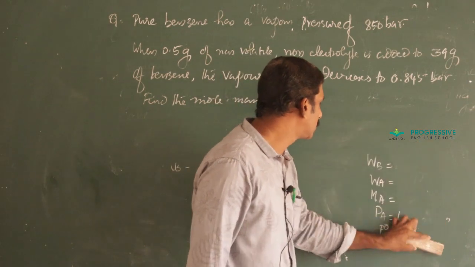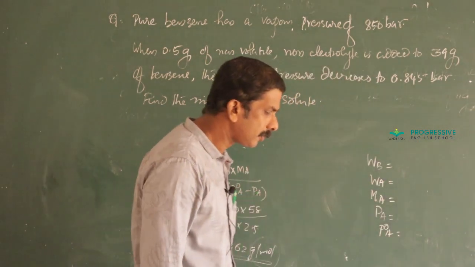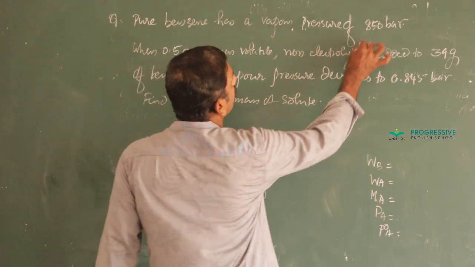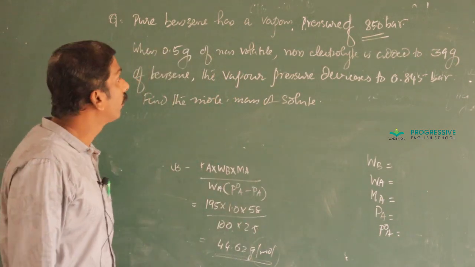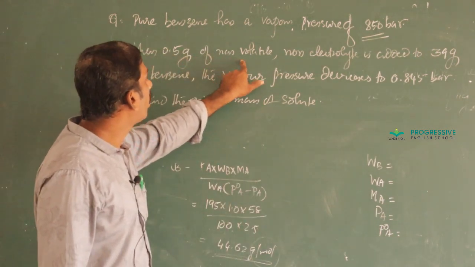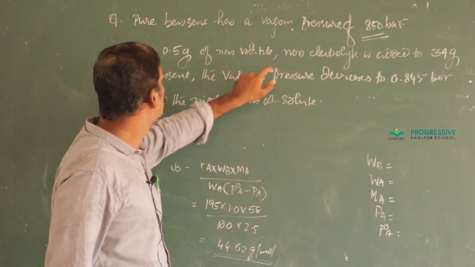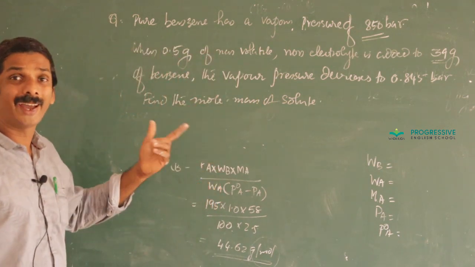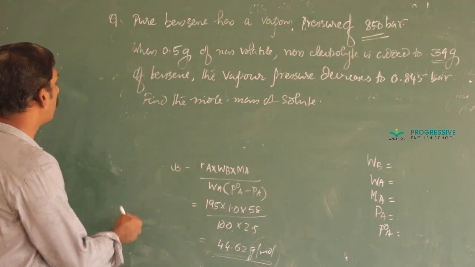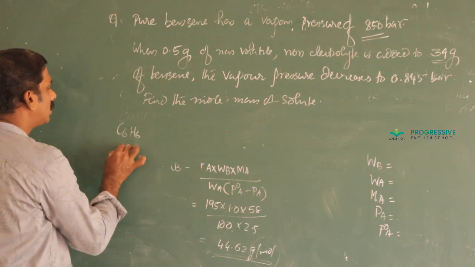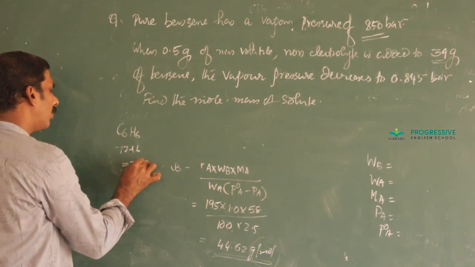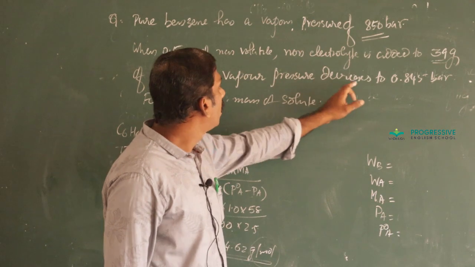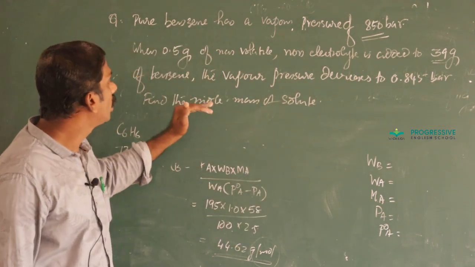Here also we can use this same equation. Pure benzene has a vapor pressure, that is P0A. 0.5 gram of a non-volatile non-electrolyte solid is added to 39 gram of benzene. Here they do not give the molecular mass of benzene directly. You can calculate it: the molecular formula of benzene is C6H6, that is 72 plus 6, 78 is the molecular mass of benzene. 39 gram of benzene, the vapor pressure decreases. Find the molecular mass of the solute.